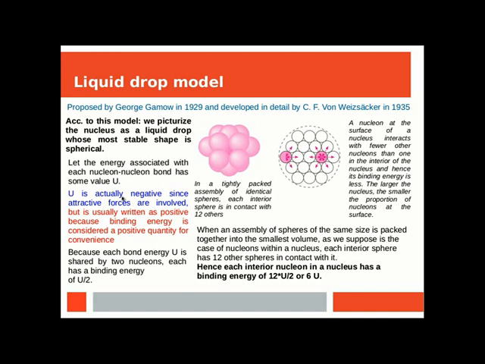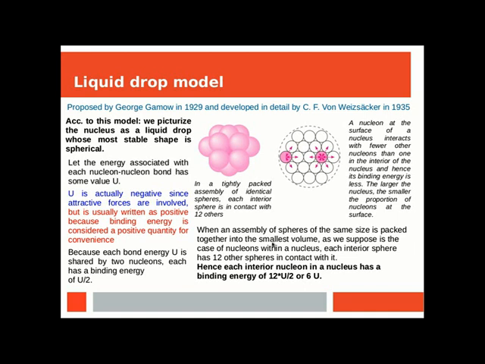So now, as we have assumed that U is the energy associated with one nucleon bond, you see that this bond is shared by two nucleons. So U is being shared between two nucleons. In this way, binding energy per nucleon is U by 2, obviously.